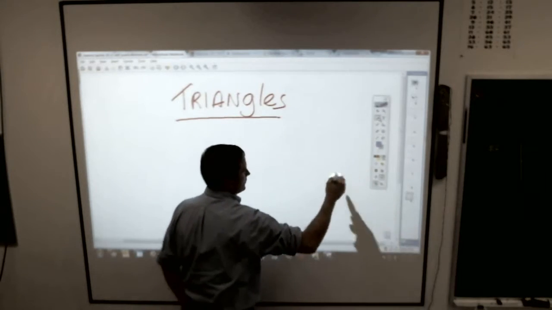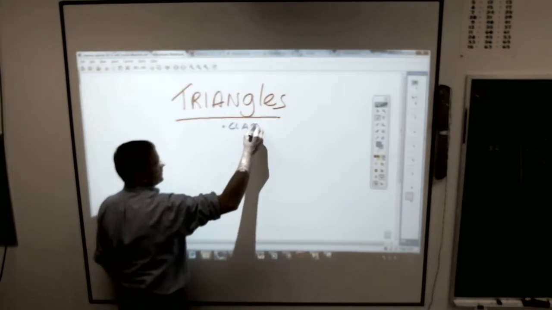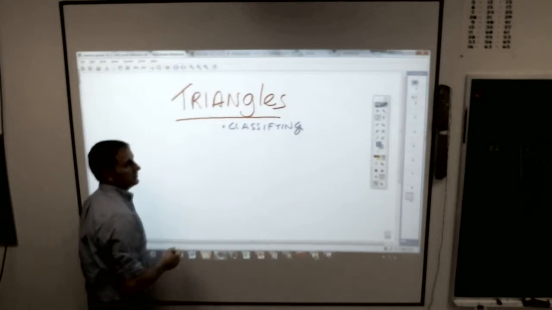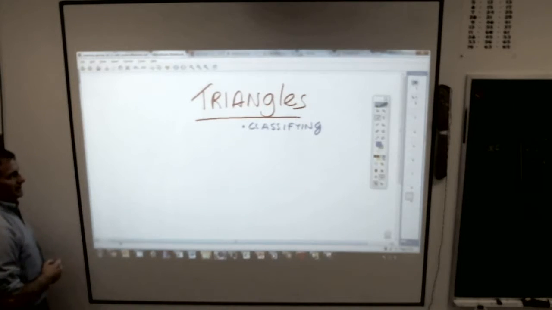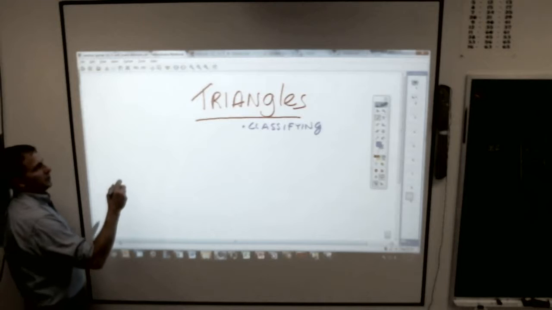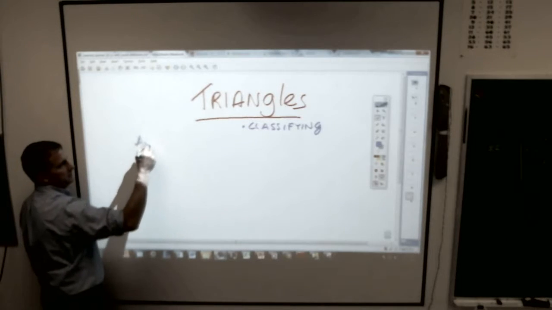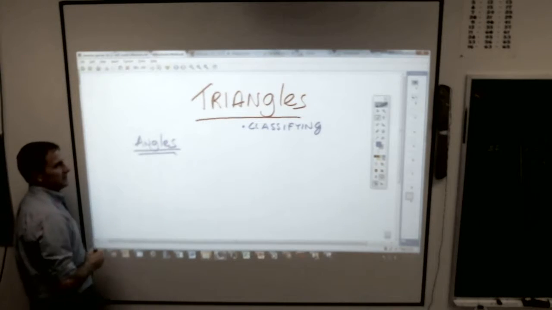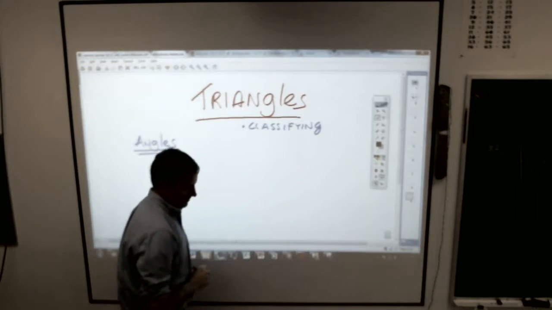Because what we're doing with triangles is we are talking about classifying them, which just means giving names to certain types of triangles, okay? And there are two ways that we classify triangles. The first way is we can classify them by what their angles are. So if we're classifying by their angles, here are your three options.